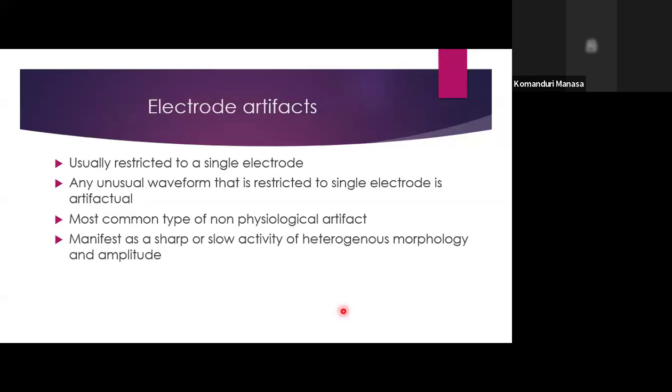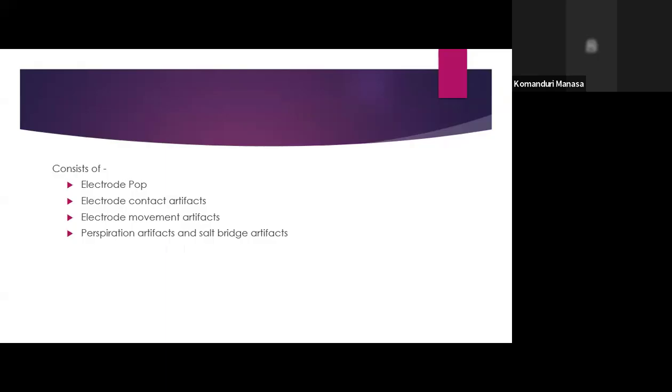So electrode artifacts are artifacts because of the change in the impedance in the electrode, whether there is a loose contact of the electrode or drying of the electrode gel. These are restricted to a single electrode. Any unusual waveform that is restricted to a single electrode is considered artifactual. The most common type of non-physiological artifact is electrode artifact, manifesting as a sharp, slow wave of heterogeneous morphology and amplitude. It consists of electrode pop, electrode movement artifacts, or perspiration or salt bridge artifact.